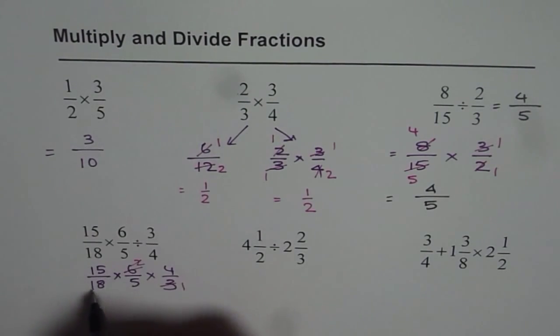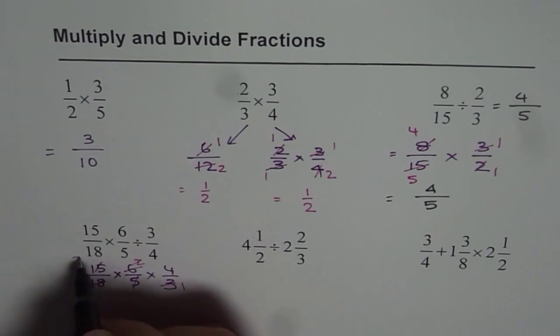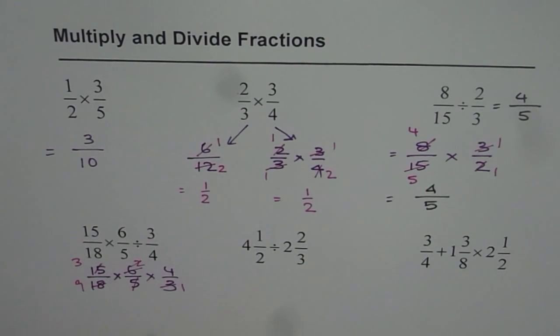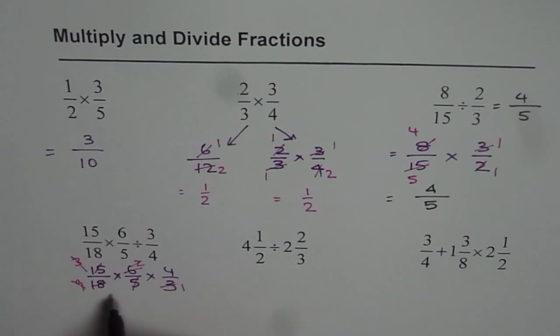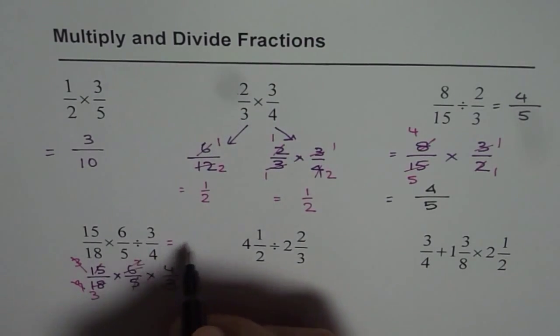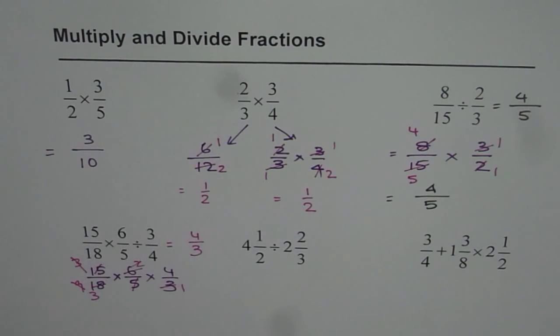How about this? 18 goes 9 times with 2, right? And 5 goes 3 times with 15. So we kind of simplified it, and you can see the result. 3 can further be simplified. It will go 3 times with 9, correct? So what do we have in the numerator? It's just the number 4 and the denominator is 3. So we can write this answer as 4 over 3. It's that simple. Do you see that part? So check it out, right?